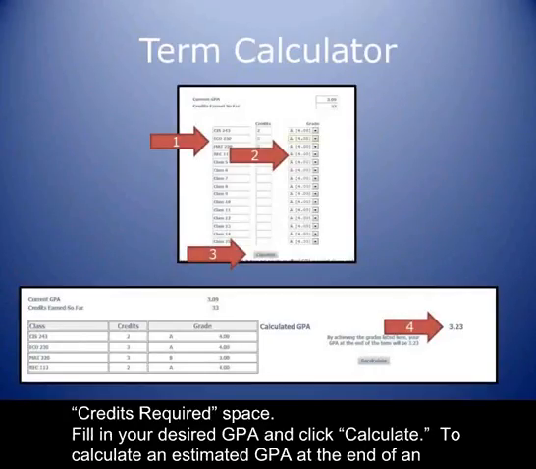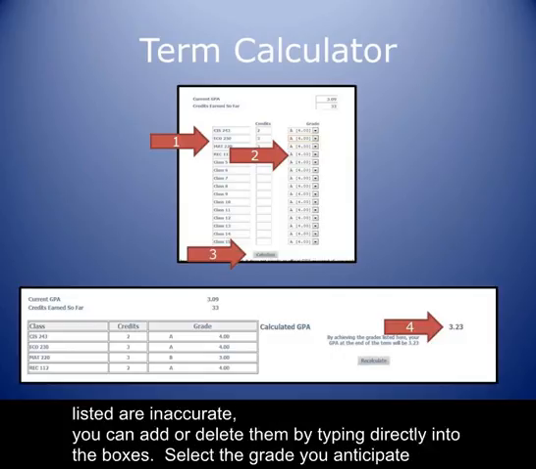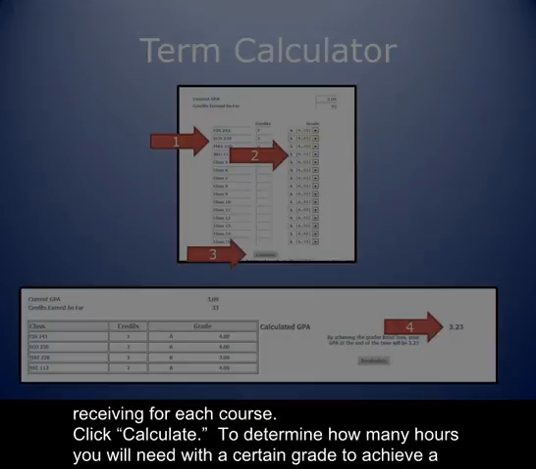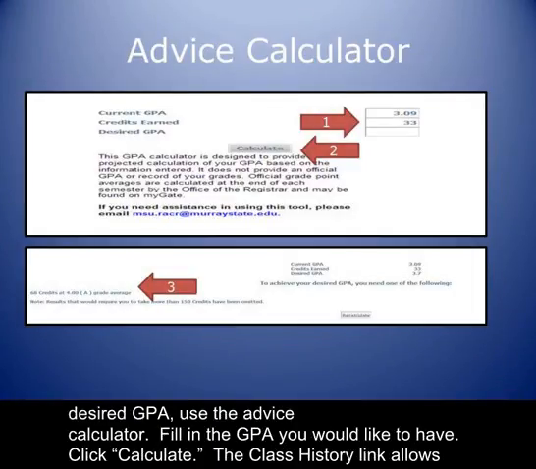To calculate an estimated GPA at the end of an academic term, use the term calculator. RACR will list the courses marked in progress from your audit. If any of the courses listed are inaccurate, you can add or delete them by typing directly into the boxes. Select the grades you anticipate receiving for each course. Click Calculate. To determine how many hours you will need with a certain grade to achieve a desired GPA, use the Advice Calculator. Fill in the GPA you would like to have. Click Calculate.